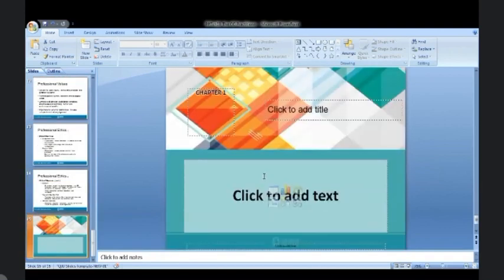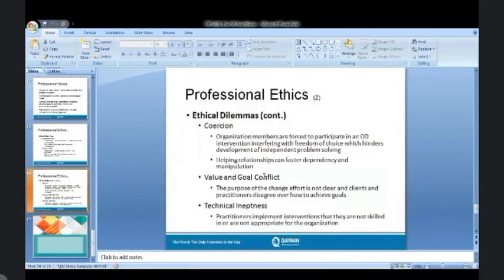Okay. Next, we have the ethical dilemma of coercion, that is, forcing the employees to participate in the OD intervention. This should not interfere with the freedom of choice, which hinders the development of independent problem solving. So the helping relationship can foster dependency and manipulation. Next, value and goal conflict.